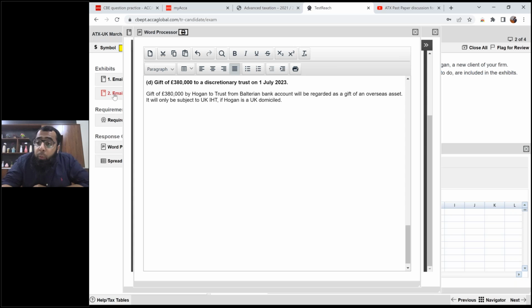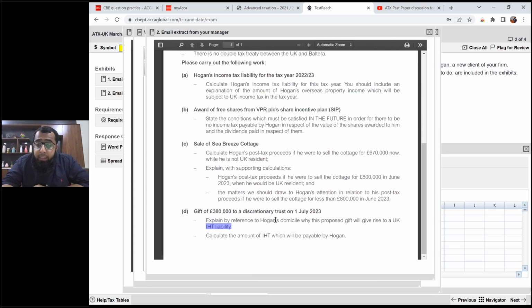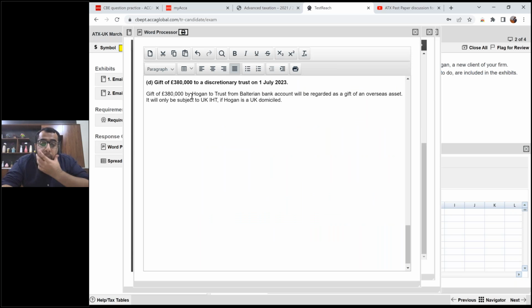See, the first question is not to calculate the tax. Explain by reference to Hogan's domicile status why this gift will give rise to UK IHT. So first of all, I said that gift of £380,000 by Hogan to trust from Baltinian bank account will be regarded as a gift of an overseas asset. It will only be subject to UK IHT if Hogan is UK domiciled.